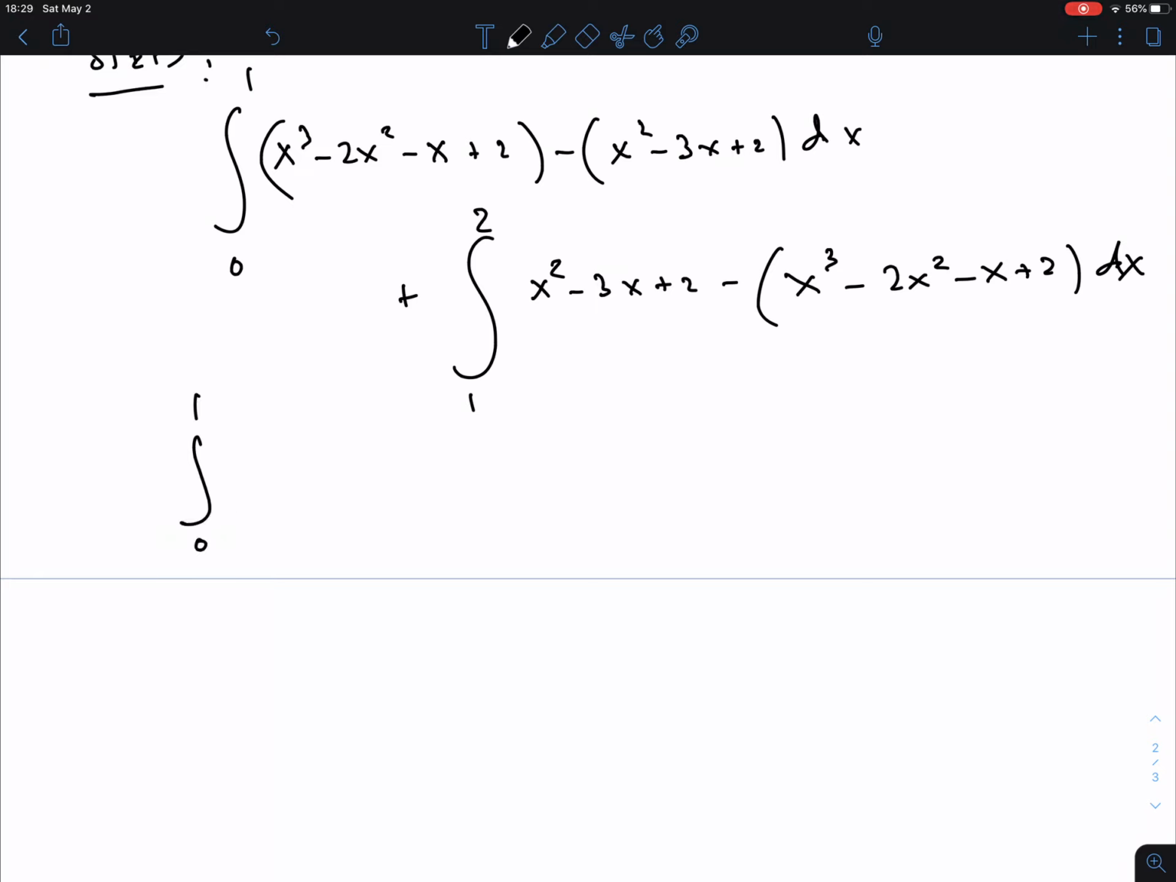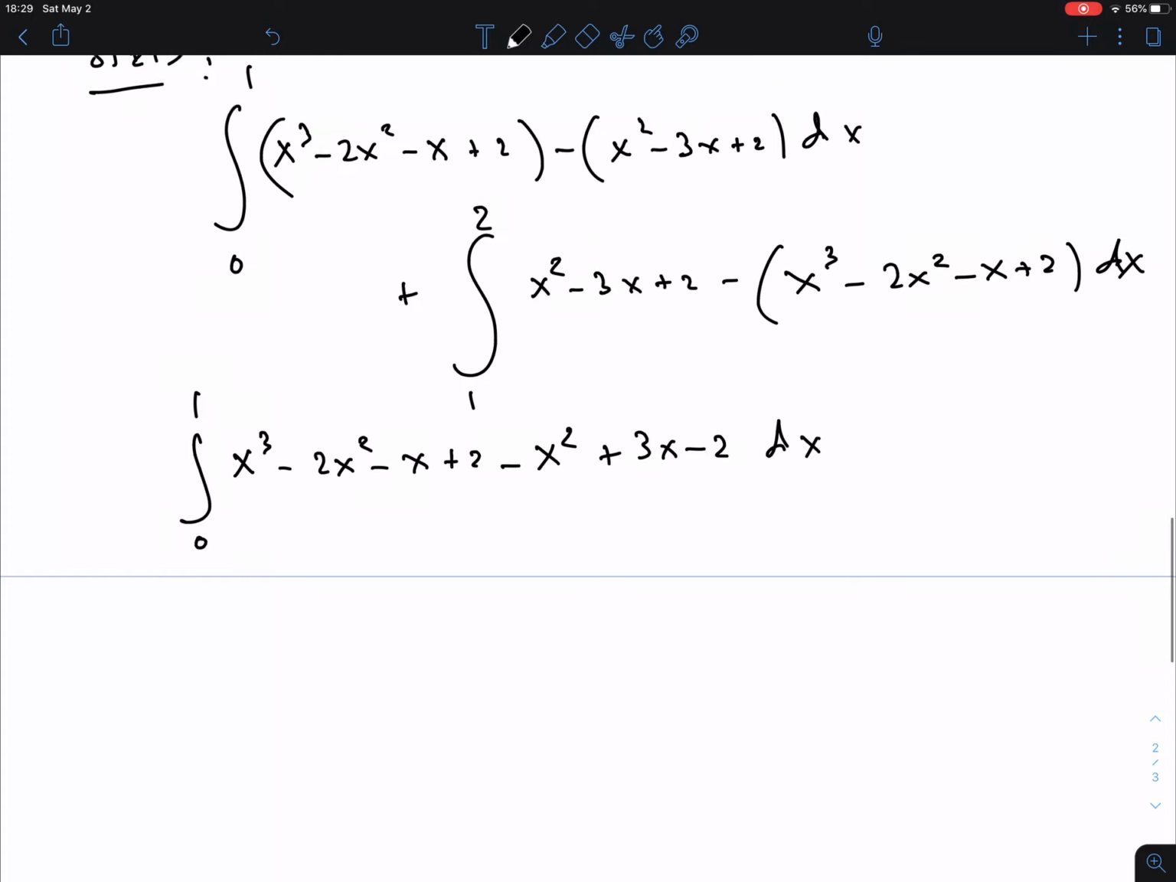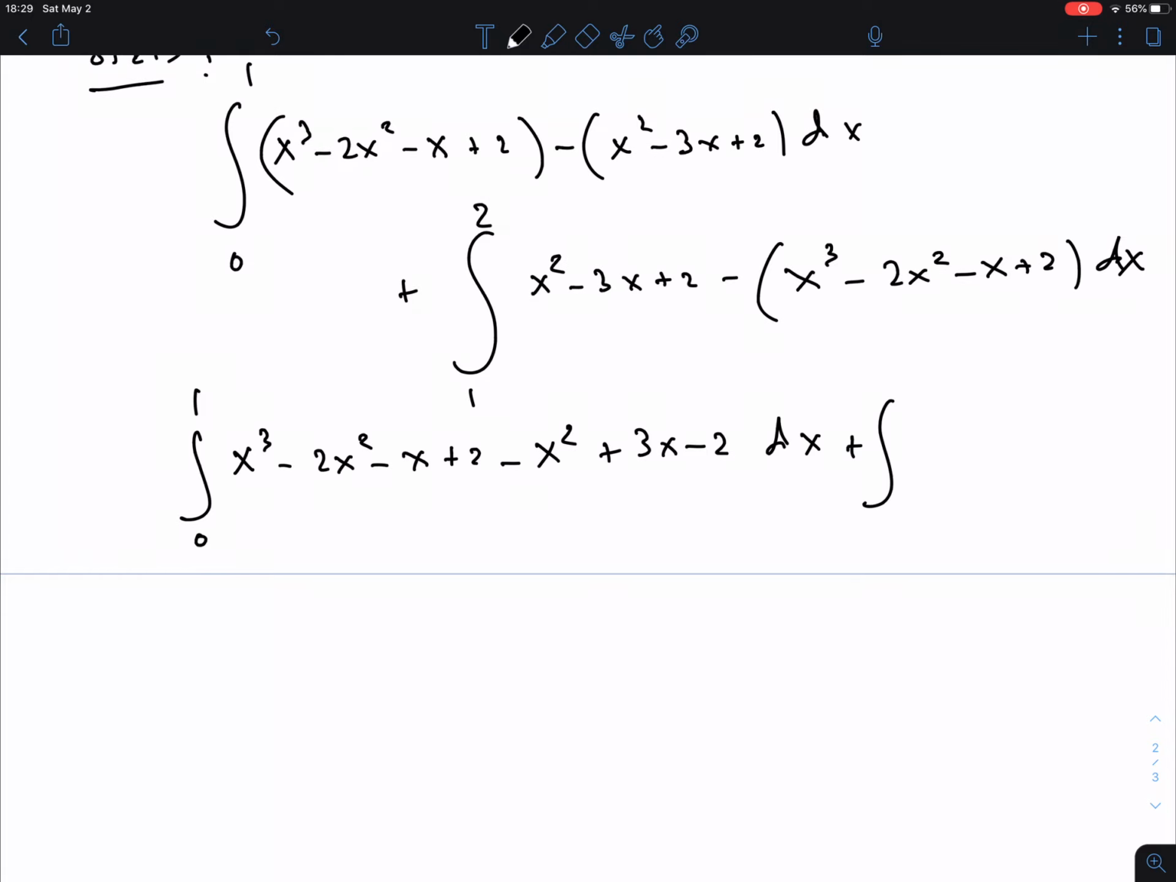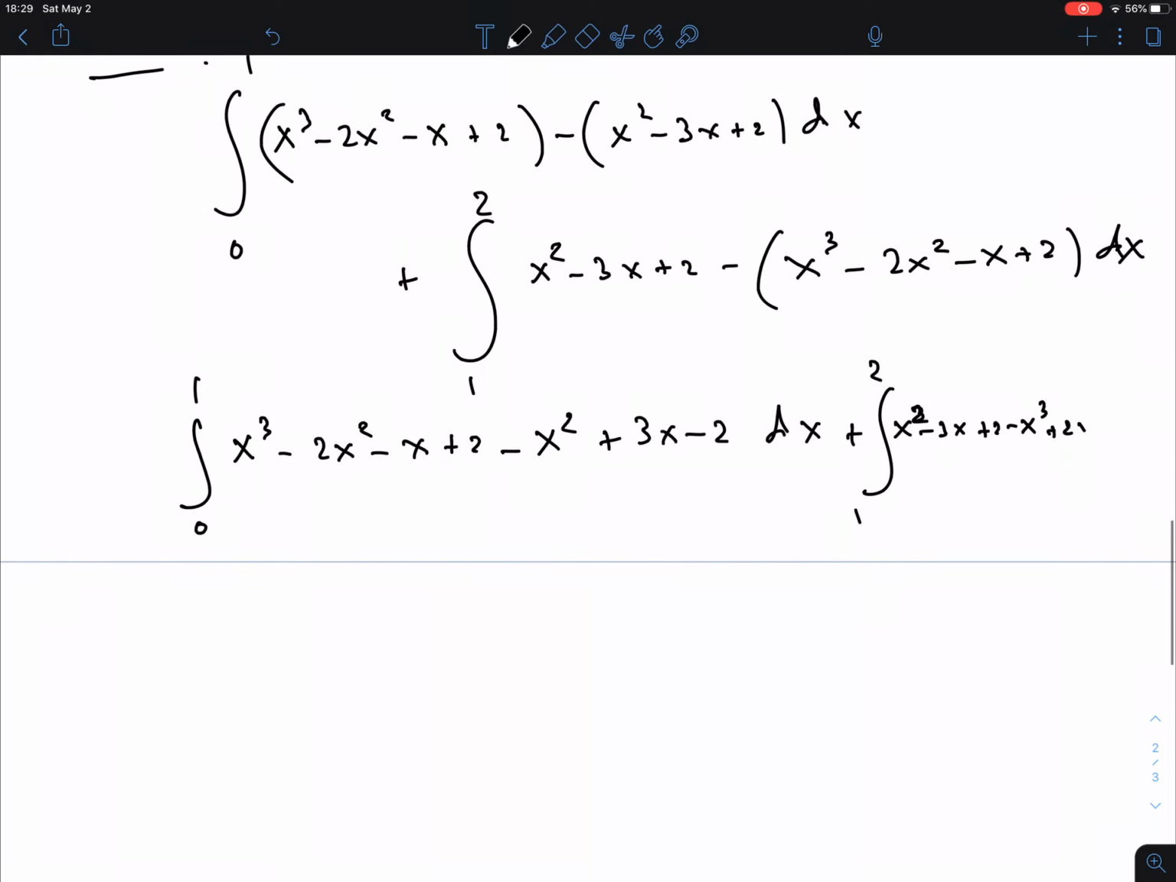If there are so many sums and things that you're subtracting, it's sometimes better to take your time so that you don't make mistakes. So I'm gonna just expand. I'm distributing the negative sign there as minus x squared plus 3x minus 2 dx, okay? And then I can take like terms together, right? So that plus, and here I go from 1 to 2, x cubed minus 3x plus 2 minus x cubed. Oh, this was x squared. Minus x cubed plus 2x squared plus x minus 2 dx.